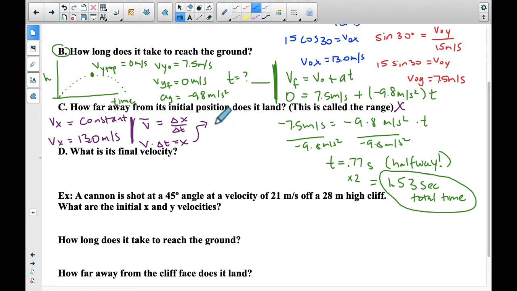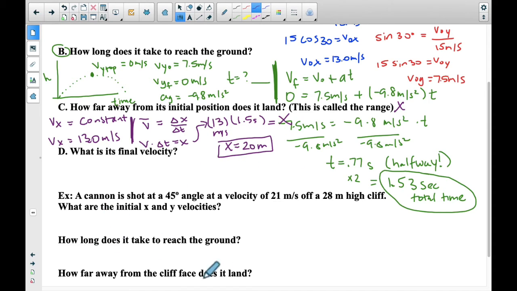Then my velocity, which was 13 meters per second, times my time, which I just figured out is 1.5 seconds, and I put that into my calculator to get my x, my total distance, my range. So go ahead and multiply that out. And I'm getting 20 meters when I multiply that out.